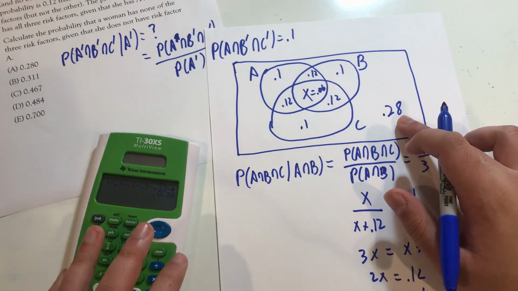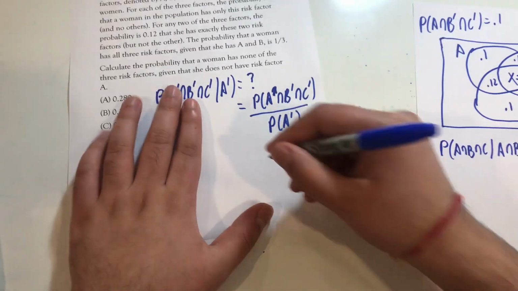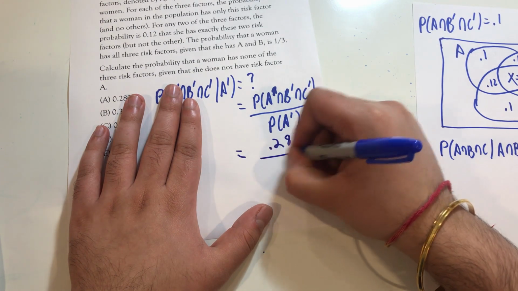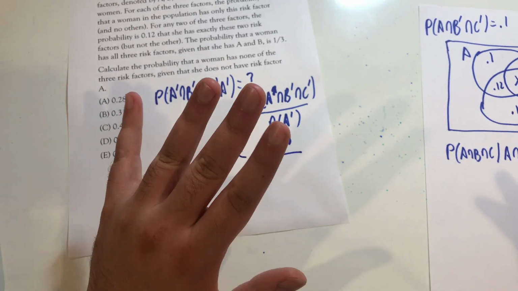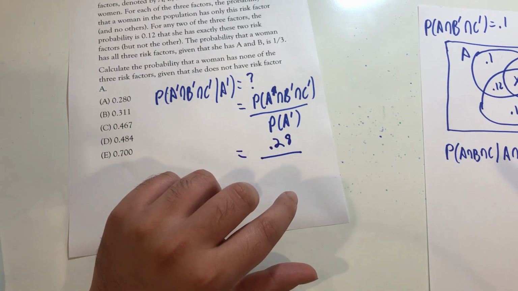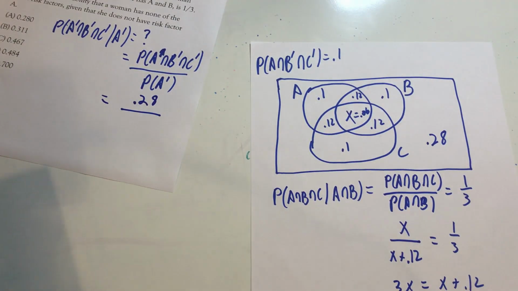So since this is 0.28, we can actually go about figuring this out. What is the probability that she has none of the risk factors? Well, 0.28 that we got there, divided by the probability that she doesn't have A. The probability that she doesn't have risk factor A should be 1 minus the probability that she does have A. And the probability that she does have A is just the sum of all these parts of the Venn diagram, right? So 0.1 plus 0.12 plus 0.12 plus 0.06. And that gets us 0.4. So 1 minus 0.4 is 0.6.